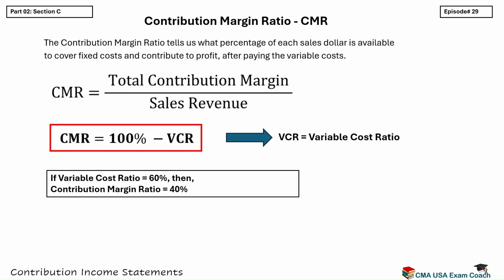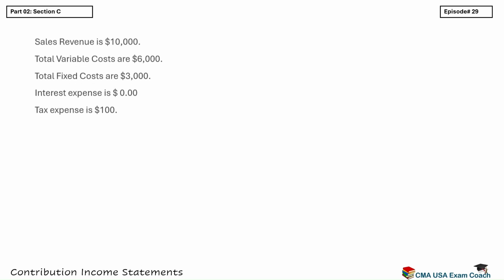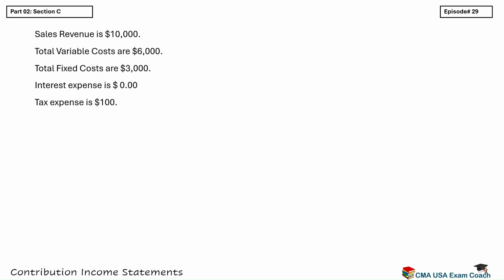Let's take a practical example to understand the contribution margin income statement and how to calculate the contribution margin ratio. Consider the following financial data for a company. Sales revenue is $10,000. Total variable costs are $6,000. Total fixed costs are $3,000. Interest expense is $0 and tax expense is $100. Using this information, we can prepare the contribution margin income statement step by step.